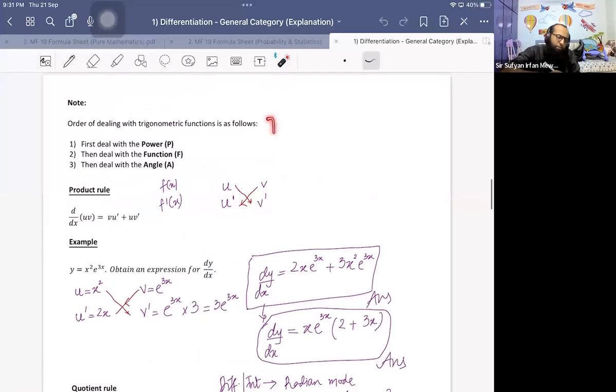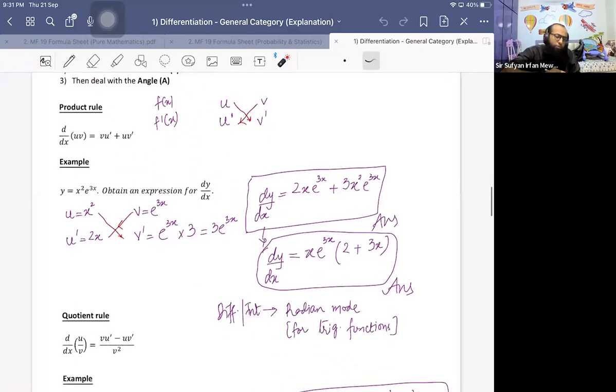I have already covered this. The order of dealing with trigonometric functions is as follows. First deal with the power, then deal with the function, then deal with the angle, right? Okay. Now moving towards product rule.